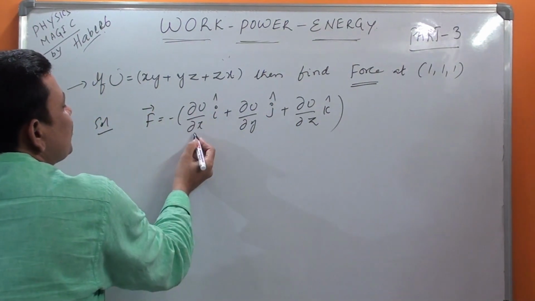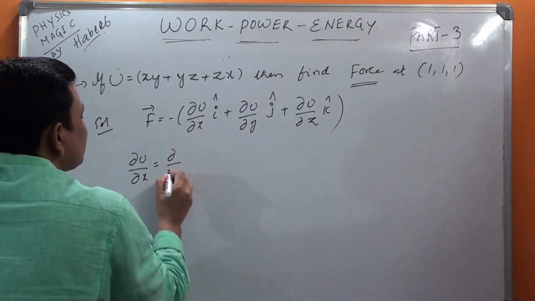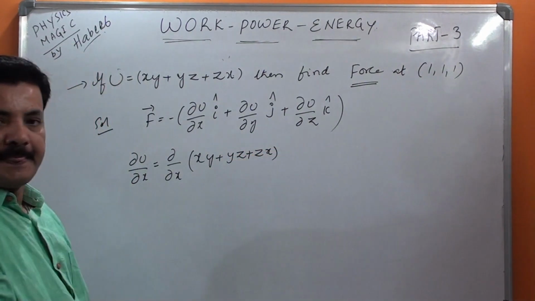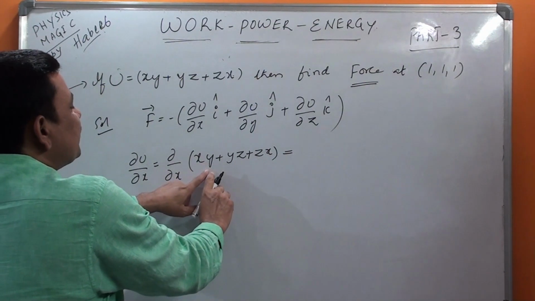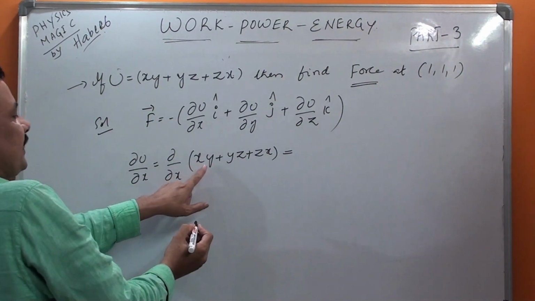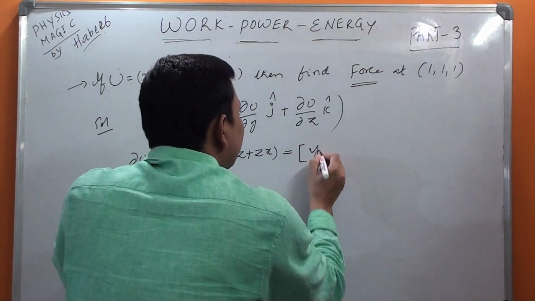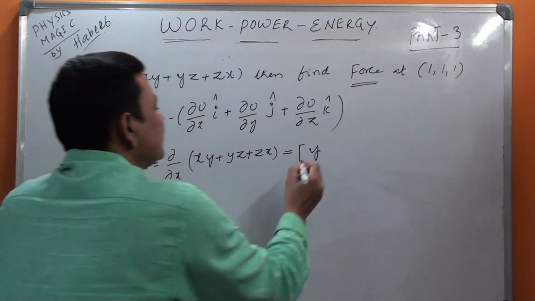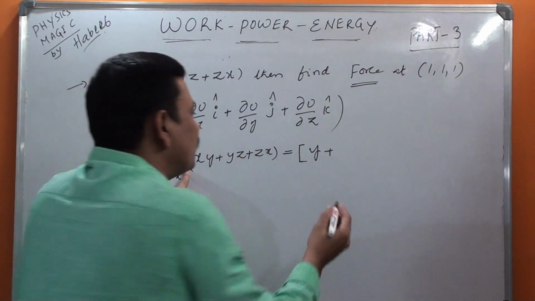First we will find out dou U by dou x, which is dou by dou x of xy plus yz plus zx. I told you just now, you have to treat it partially: when you are differentiating with respect to one variable, you are not supposed to worry about the remaining two. For xy you will get only y, because dou x by dou x is 1 and y stays constant. But in yz, no x term is there, so it is completely constant, and constant differentiation is always 0.